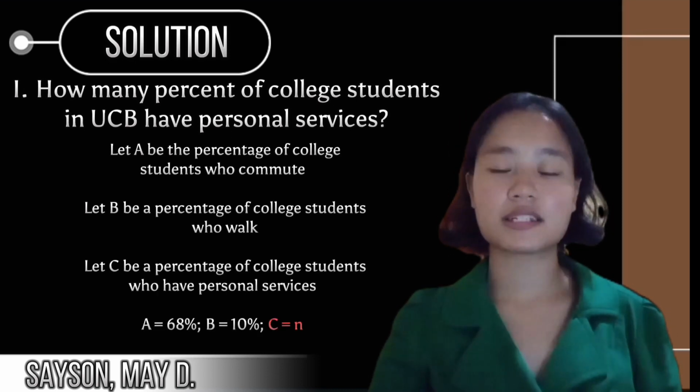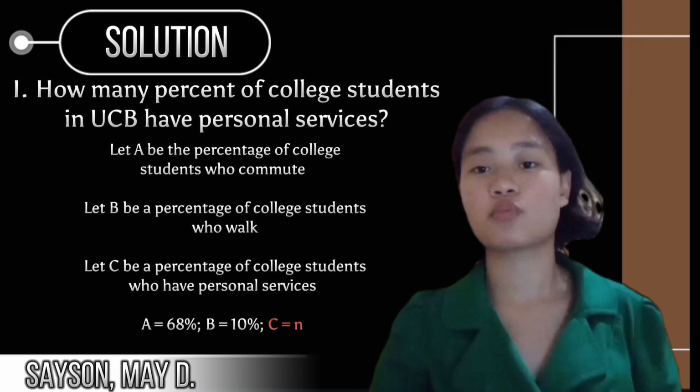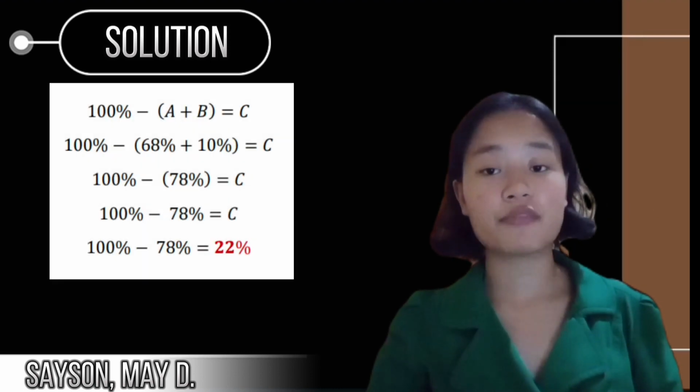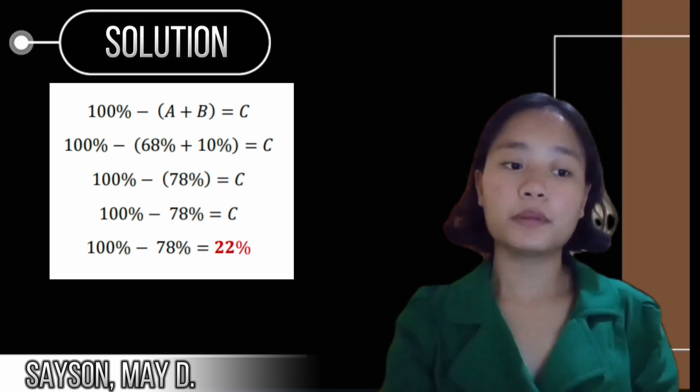So for A, we have 68%, for B, we have 10%, and for C, we have an unknown percentage, and that is what we are looking for. So we use the mixed equation: 100% minus the sum of A plus B. Substitute 100% minus the sum of 68% plus 10.